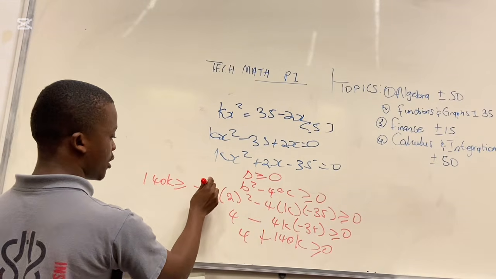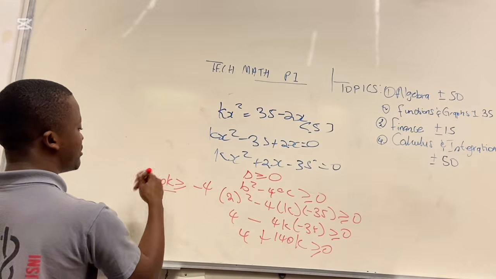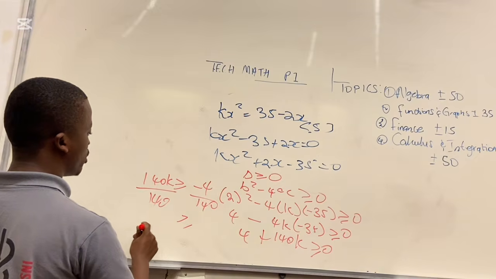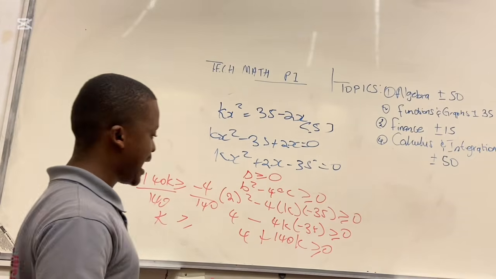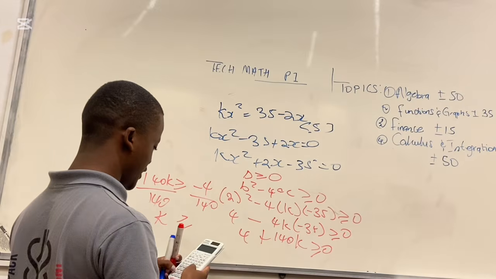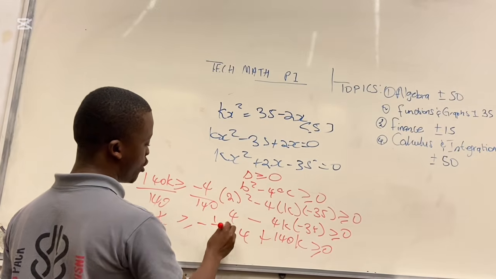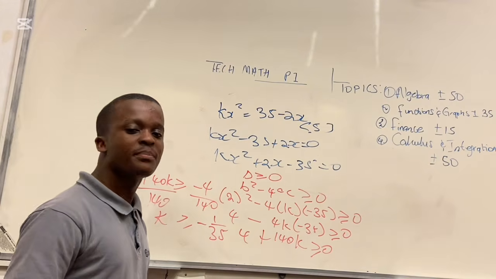We are solving for k here, and this is a multiplication, so we can divide both sides. What you do on the left hand side, also do on the right hand side. Then you are left with negative 4 divided by 140, which is negative 1 over 35. So k is greater than or equal to negative 1 over 35.